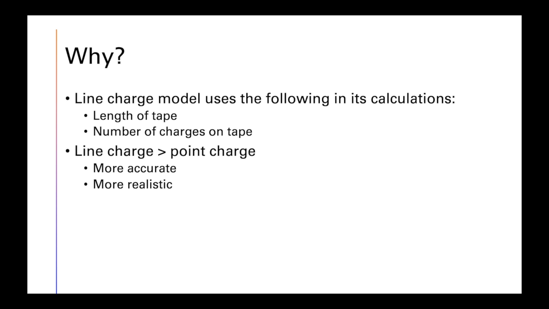Why do these estimates differ? The line charge model uses the length of the tape and an estimated number of charges in the calculation of the electric field and force. Therefore, the charge of the tape that allows the gravitational and electric force to be equal will vary based on the tape's length and number of charges, and will not be equal to the simpler calculations when we assume that the tape is a single point charge.